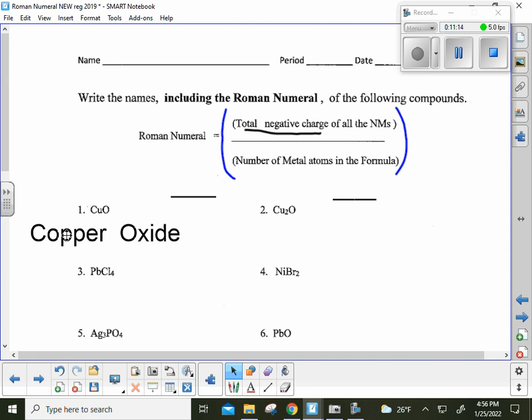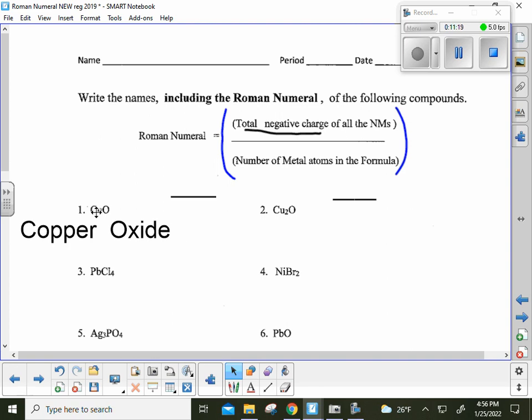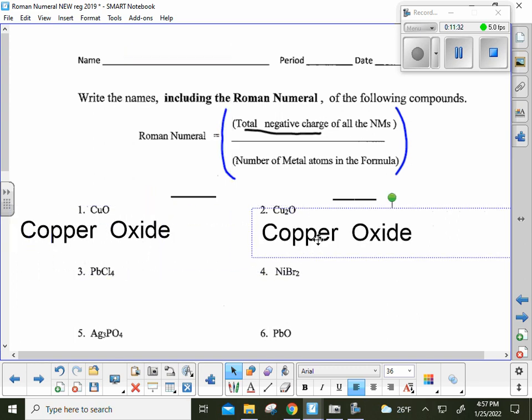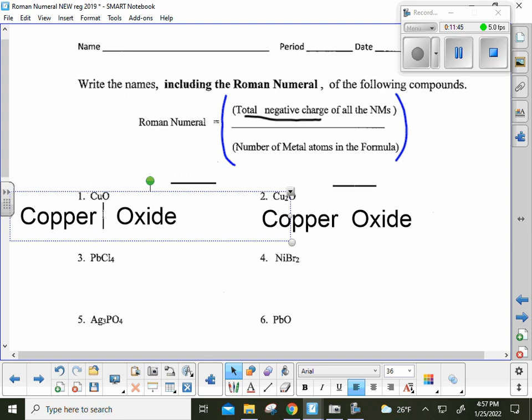But when you do this, you see number 1 and number 2 are both copper oxide. But this one has only 1 copper, and this one has 2 coppers, and that makes a difference. It's going to make a different charge. So you are both going to be doing copper oxide for both. You're going to write those both in. You're going to write in lead chloride, nickel bromide, silver phosphate. You should know how to name all these. It's just a matter of what Roman numeral am I going to put in here? Am I going to put 1 or 2? That's the question.